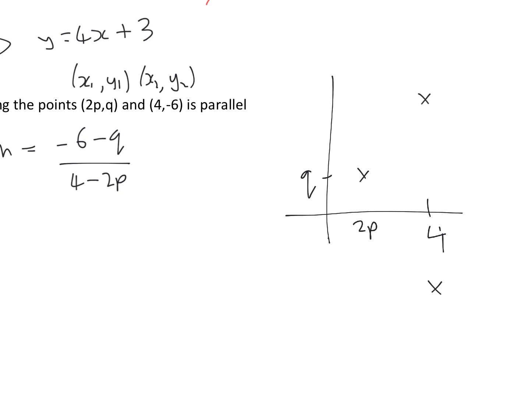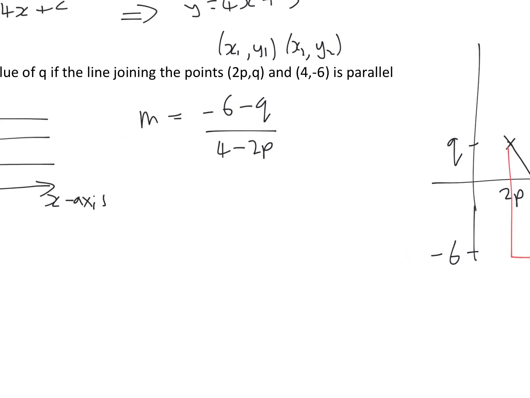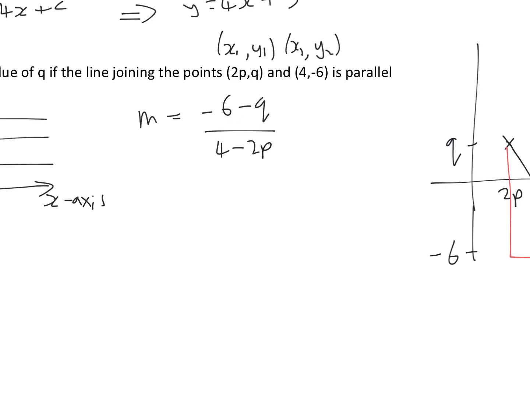I messed that up, didn't I? The y value is minus 6. Just rub that out, so you might not see this in the video because it rubs it out from the start. Okay, so we've got our line which goes from 2p, q to 4, minus 6. The gradient of that line would be change in the y, so q take away minus 6, or minus 6 take away q. And the change in the x is 4 take away 2p, or 2p take away 4, depends which way around you do it. Either way, you'll get an equation like this or an equivalent equation.